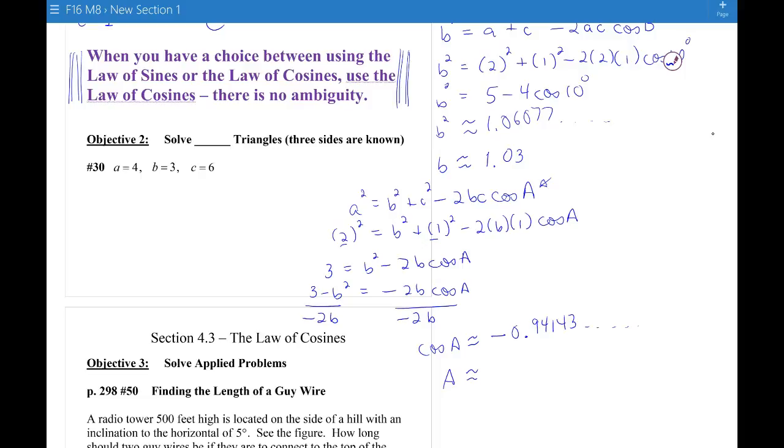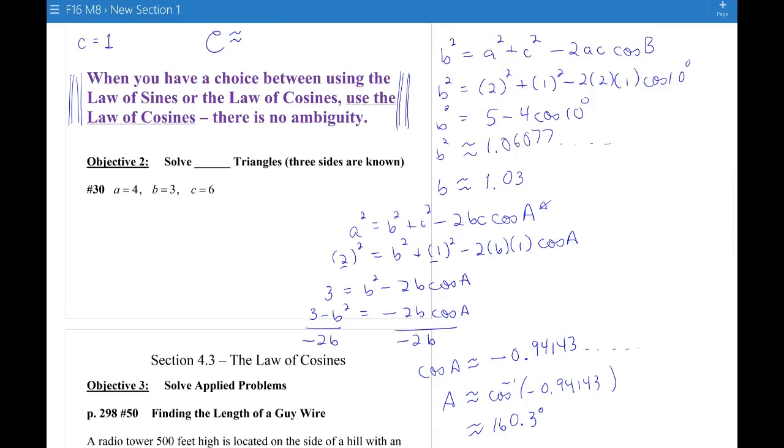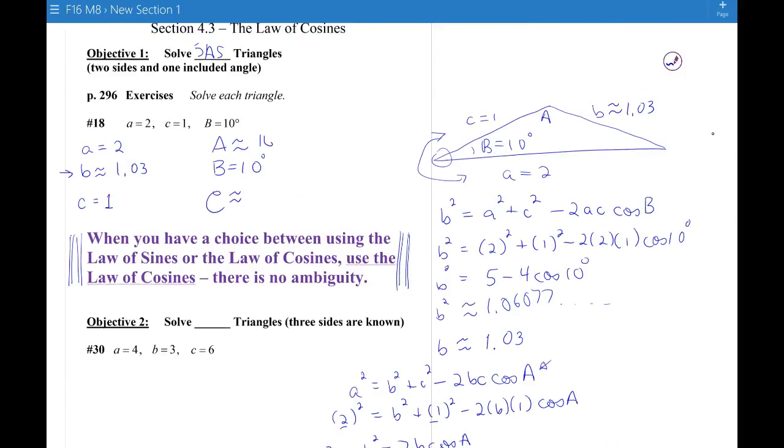So you're going to use your calculator to find the inverse cosine of this entire number. Don't round it off. And so that's going to be 160, rounding to 1 decimal place, 0.3 degrees. So we have about 160.3 degrees.